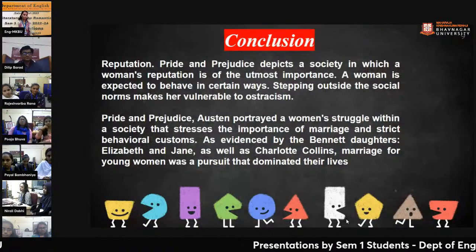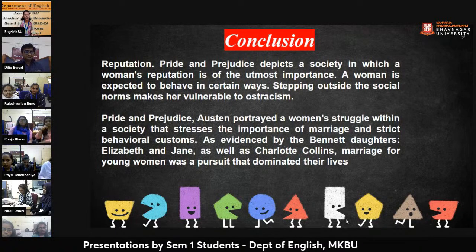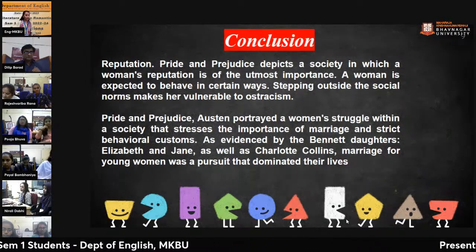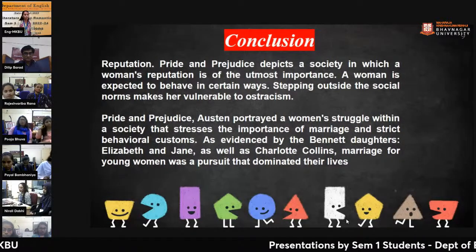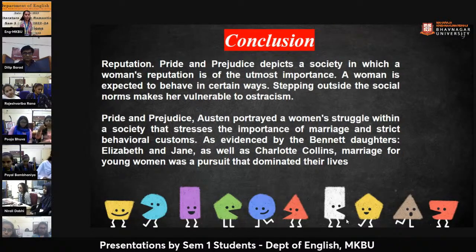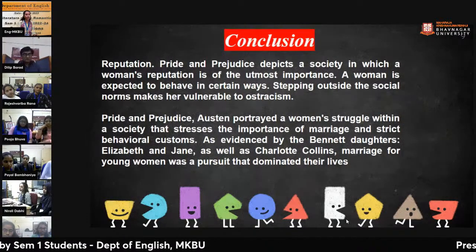Conclusion of the topic, reputation: Pride and Prejudice depicts a society in which a woman's reputation is of the utmost importance. A woman is expected to behave in certain ways. Stepping outside the social norms makes her vulnerable to ostracism.